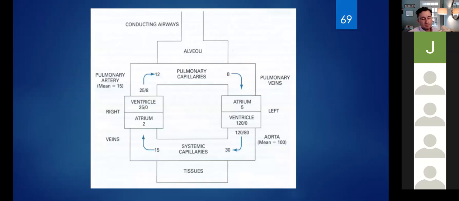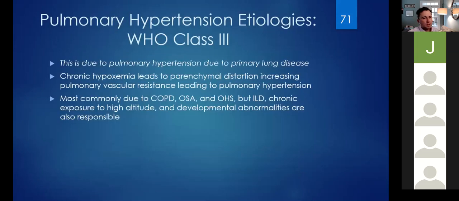Okay, so our problem for class 3 is going to be in this area. So if you've got COPD and you've got enlarged alveoli and hypoxia, it's going to be in this area. Okay. As I said, usually COPD, OSA, OHS.